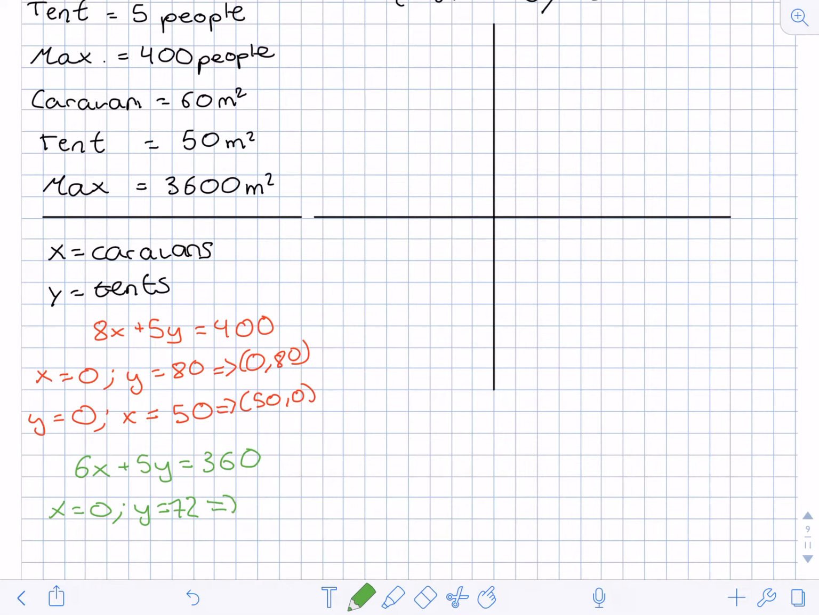So this is just to make the steps easier and quicker, but you're gonna have to do this little step by step so you don't make any mistake. So the point we get is 0, 72. And then when y is equal to 0, x is equal to 60. So we got the point 60, 0. Okay, now we have 2 points for each line, so that's all we need to graph it.